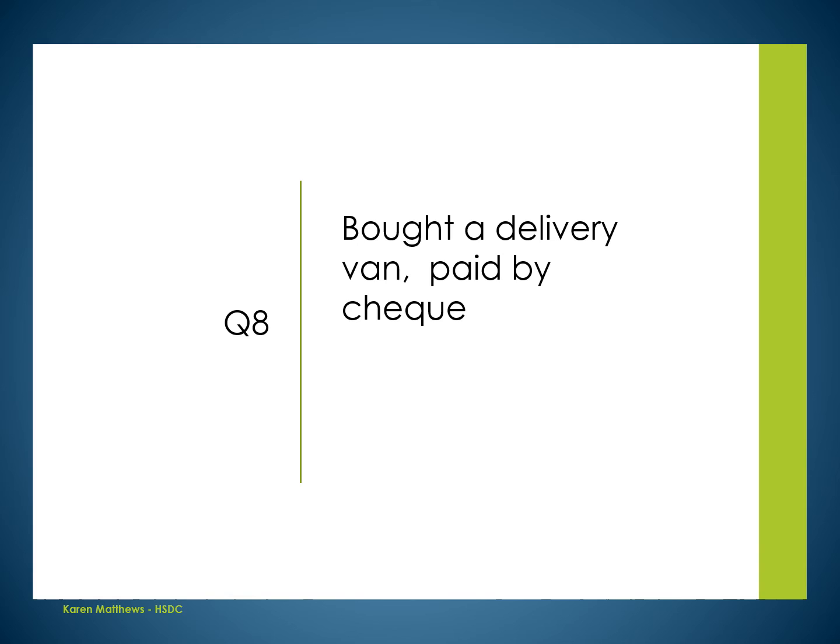Example number 8, this time we've bought a delivery van, paying for it by cheque. So remember, if we pay for something by cheque, it needs to come out of the bank account. We need to record the asset. We've bought a delivery van, so the debit is going to be to motor vehicles, or van account if you like, and the credit is going to be to the bank account paid by cheque, so it's going to reduce the bank asset there.